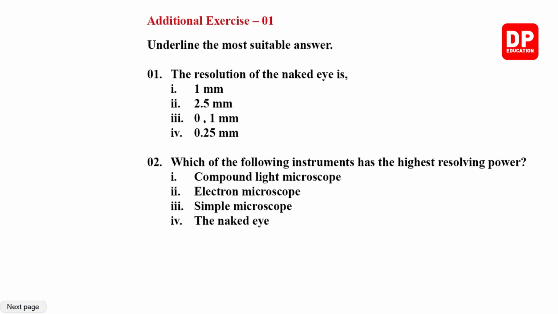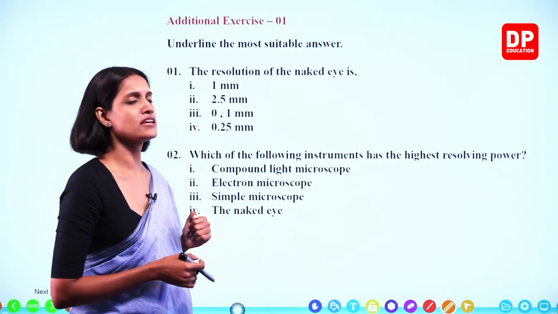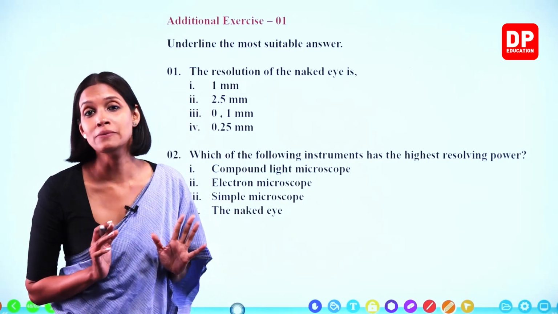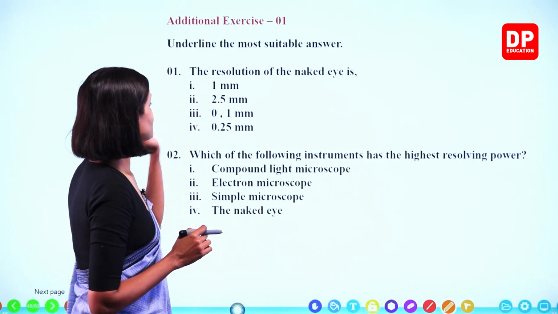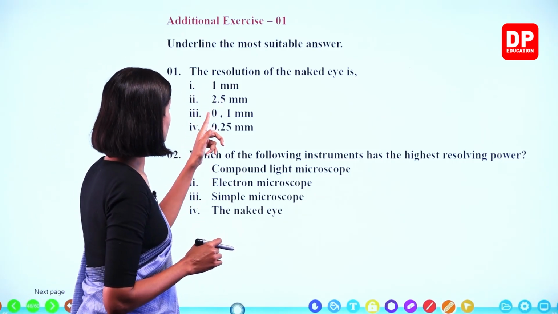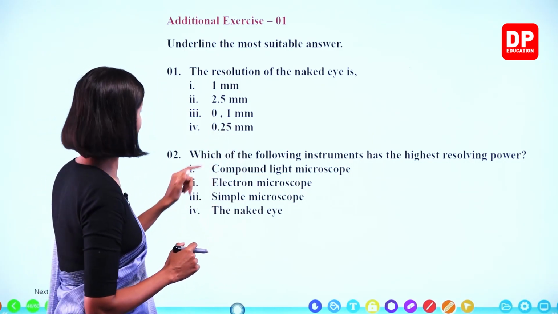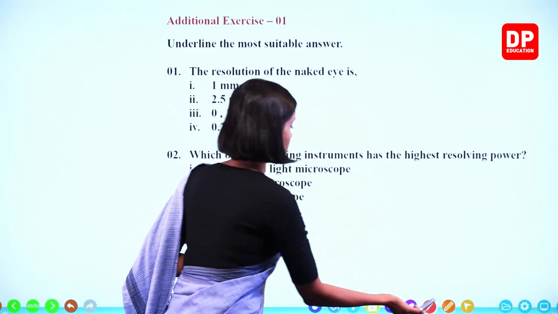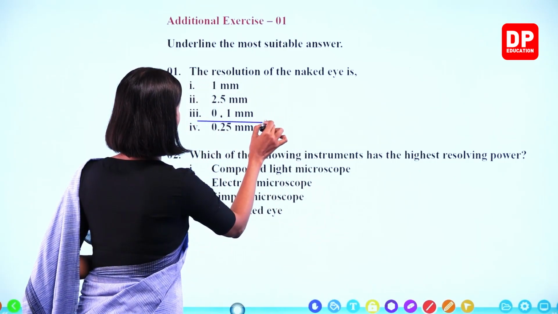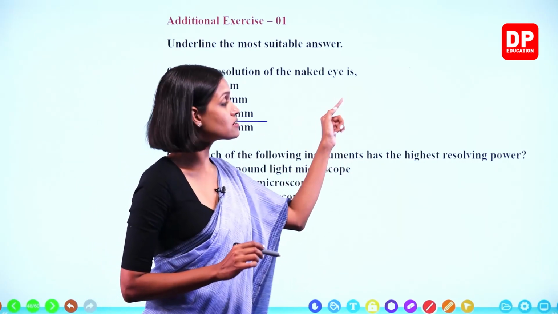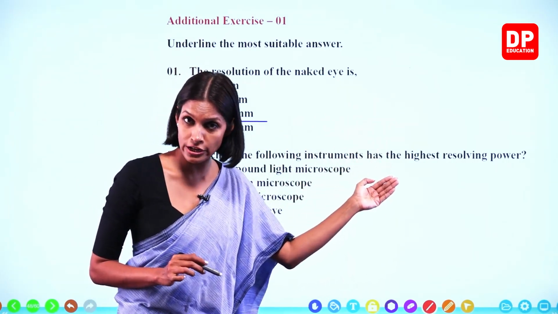Okay, exercise number 1. Underline the most suitable answer. The resolution of the naked eye is, what is the resolution of the naked eye, children? 1 millimeter, 2.5 millimeters, 0.1 millimeter, 0.25 millimeters. Answer number 3. 0.1 millimeters.